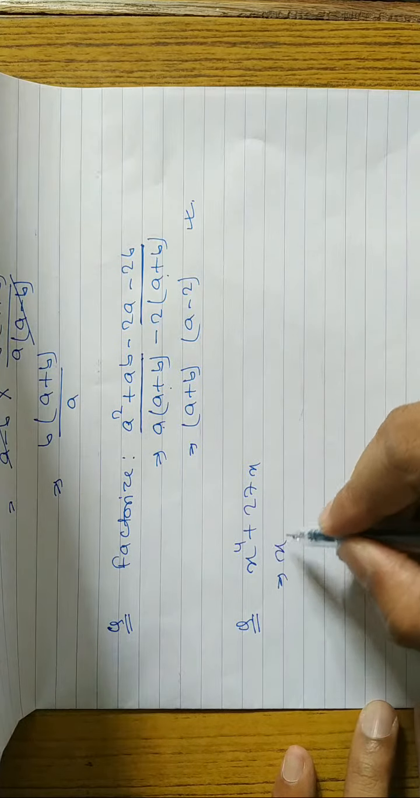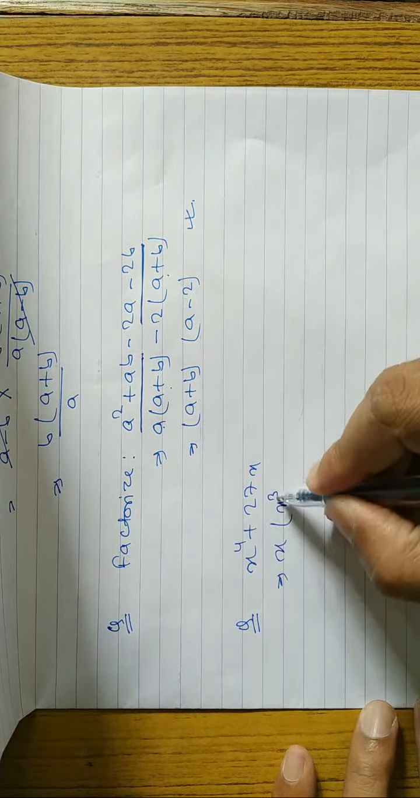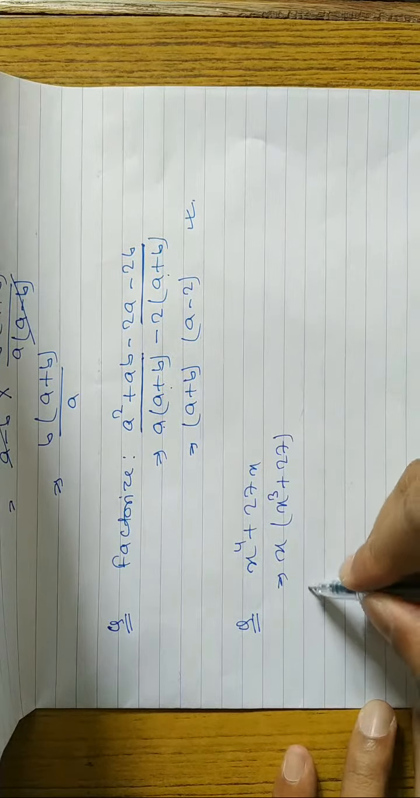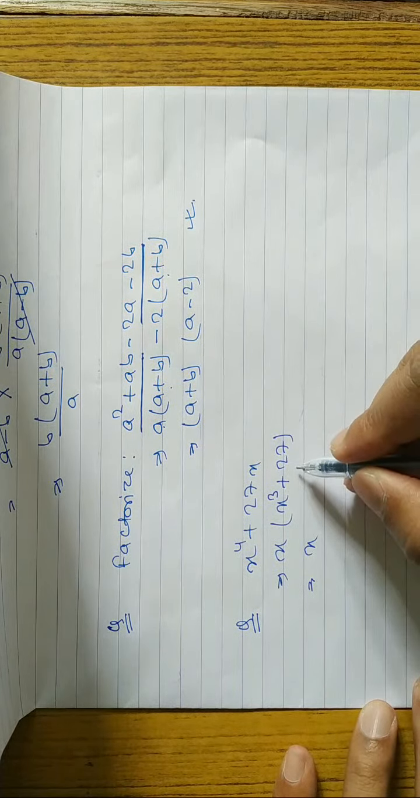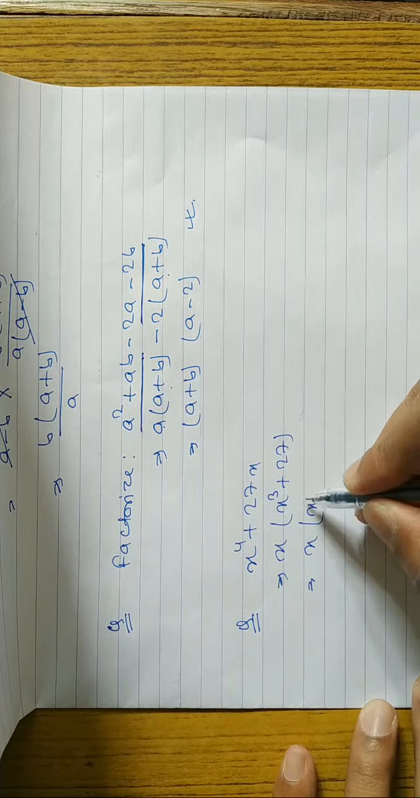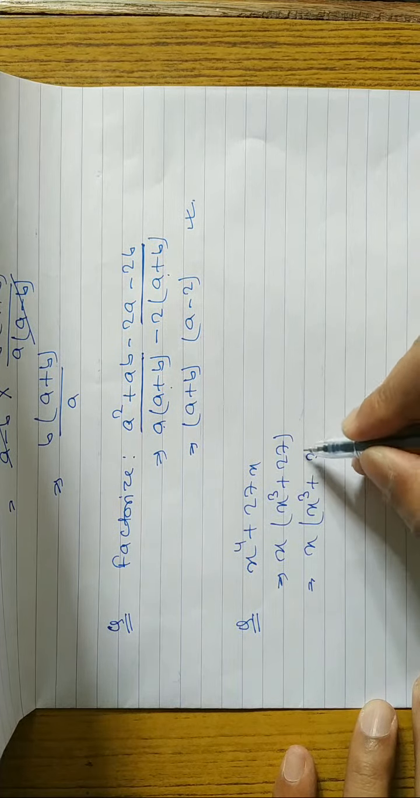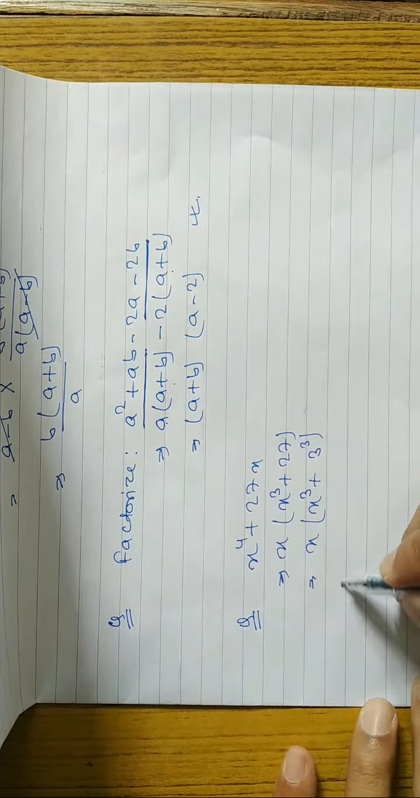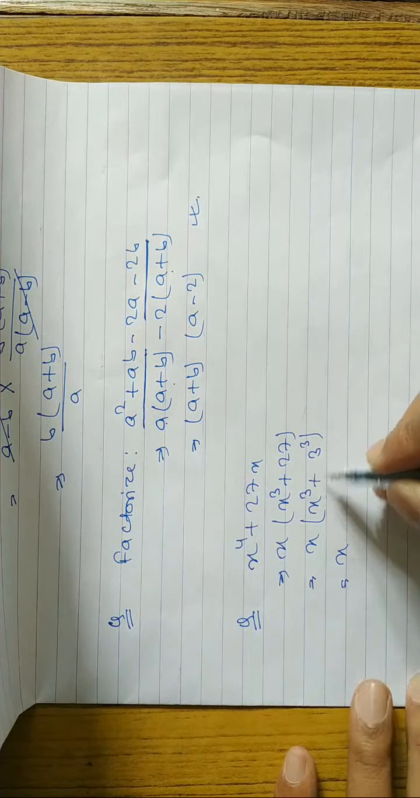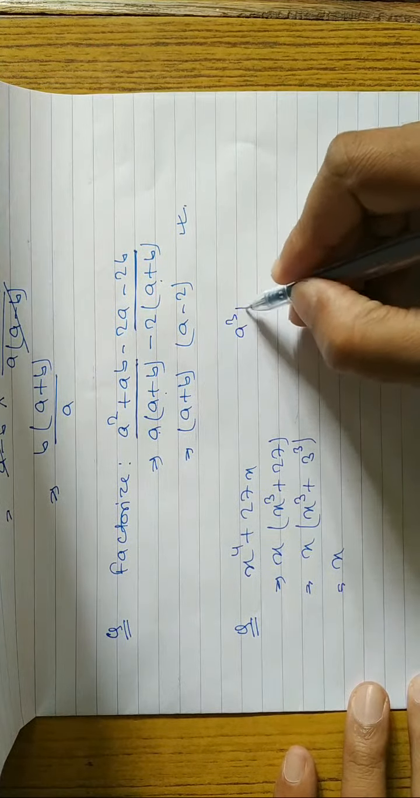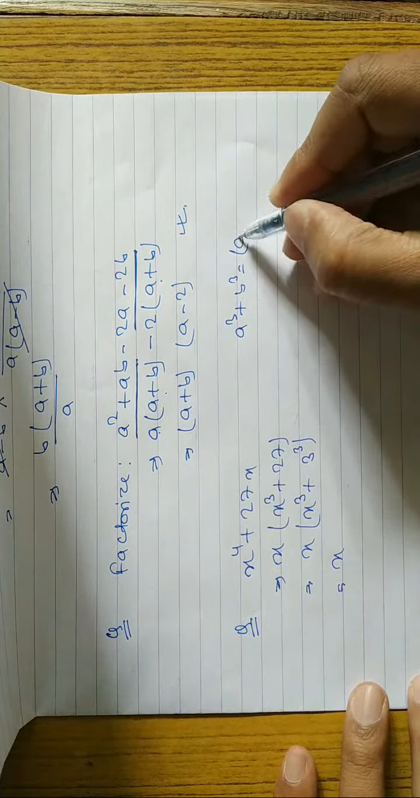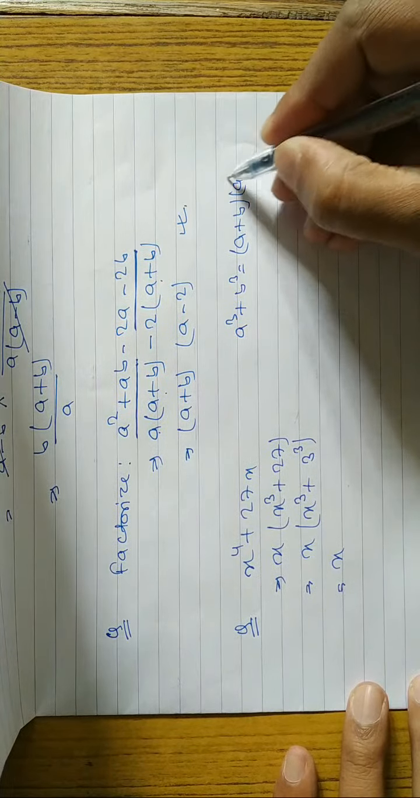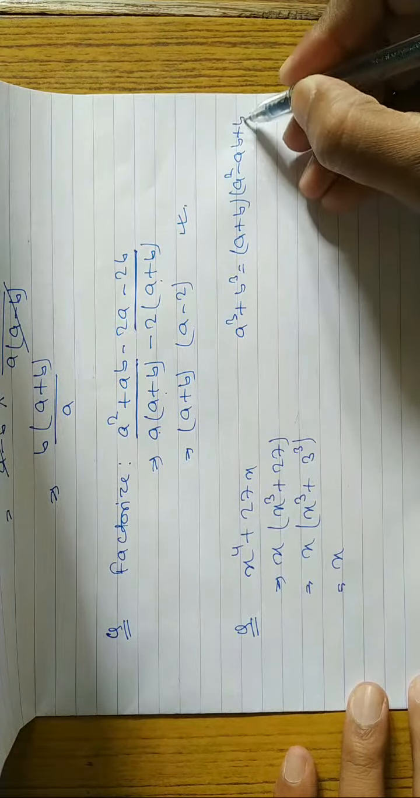From here we have to take x common, remaining x power 3 plus 27, and we have to convert this into the form of a cube plus b cube. So x cube plus, we have to write here 3 cube, 3 cube means 27. Now this is in the form of a cube plus b cube. What is the formula of a cube plus b cube? A plus b, a square minus ab plus b square.